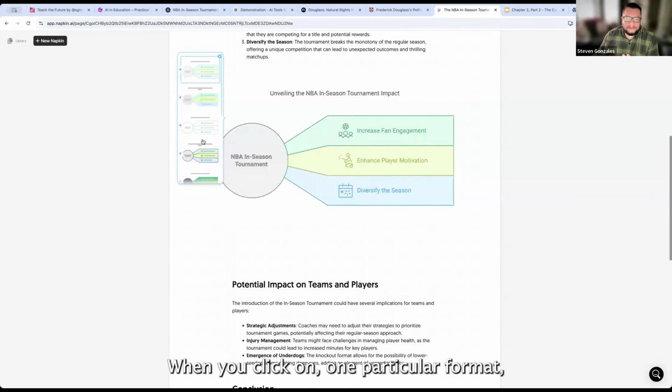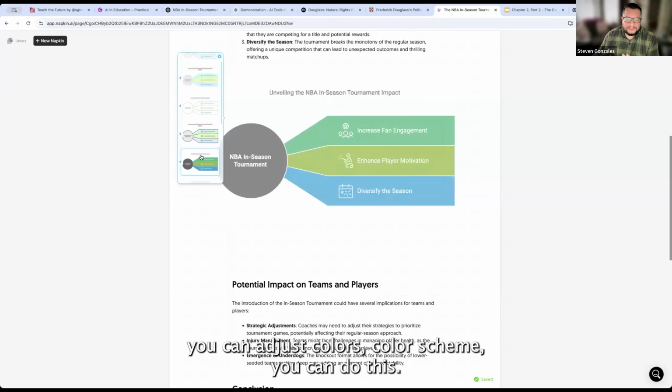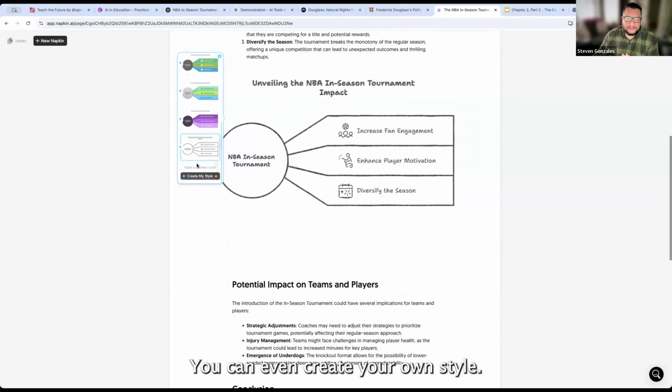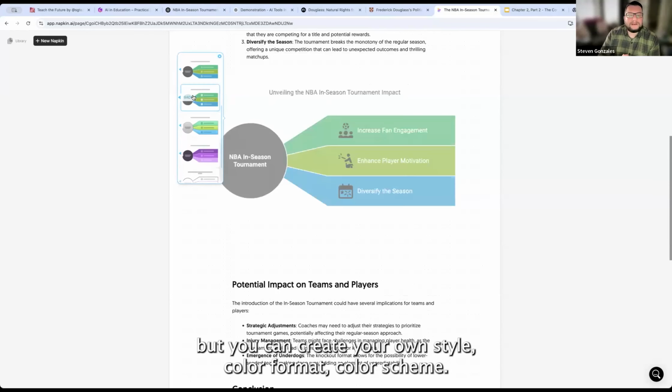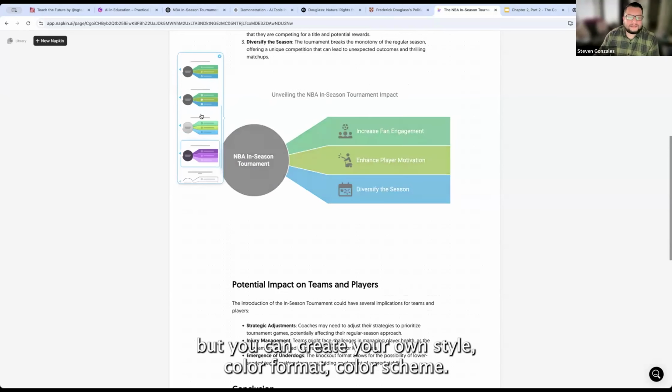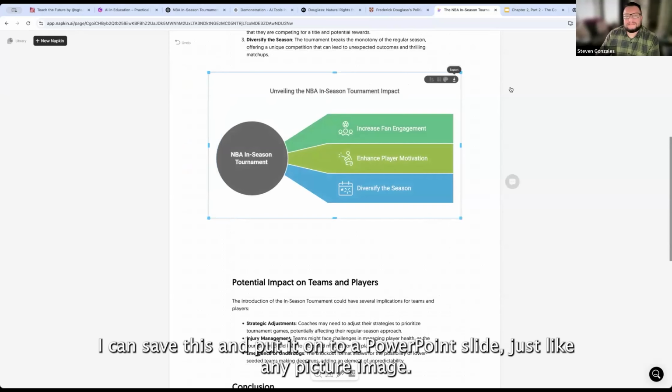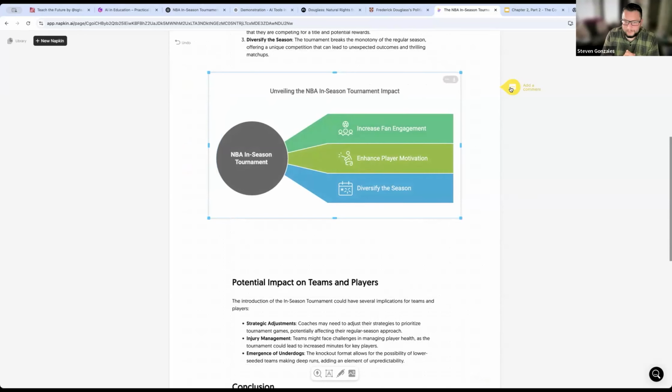When you click on one particular format, you can adjust colors, color scheme. You can even create your own style. For the sake of time, I won't go into that as much, but you can create your own style, color format, color scheme. And I'm just going to go with this. I can save this and put it onto a PowerPoint slide, just like any picture or image.